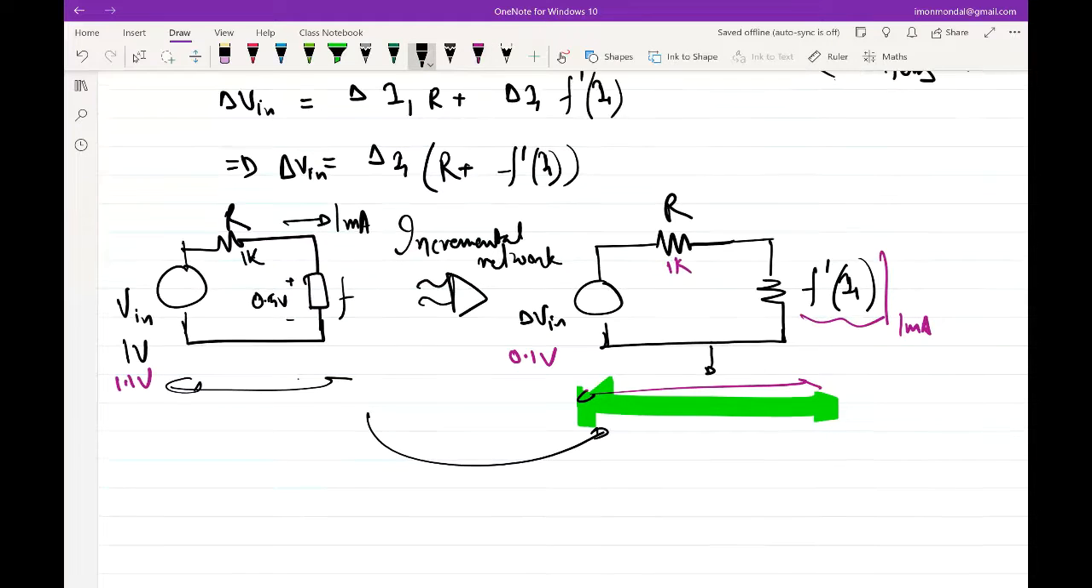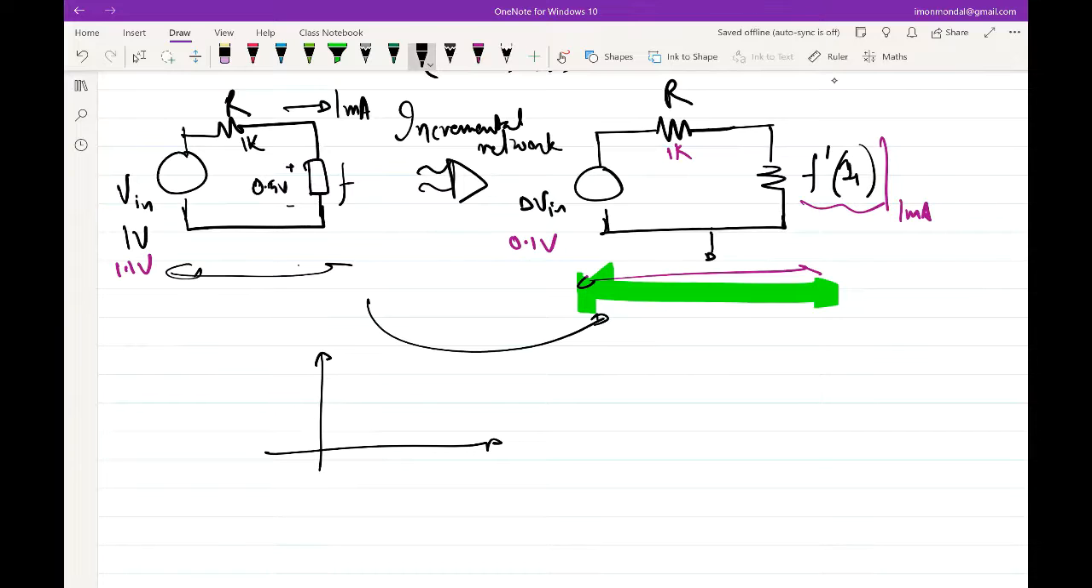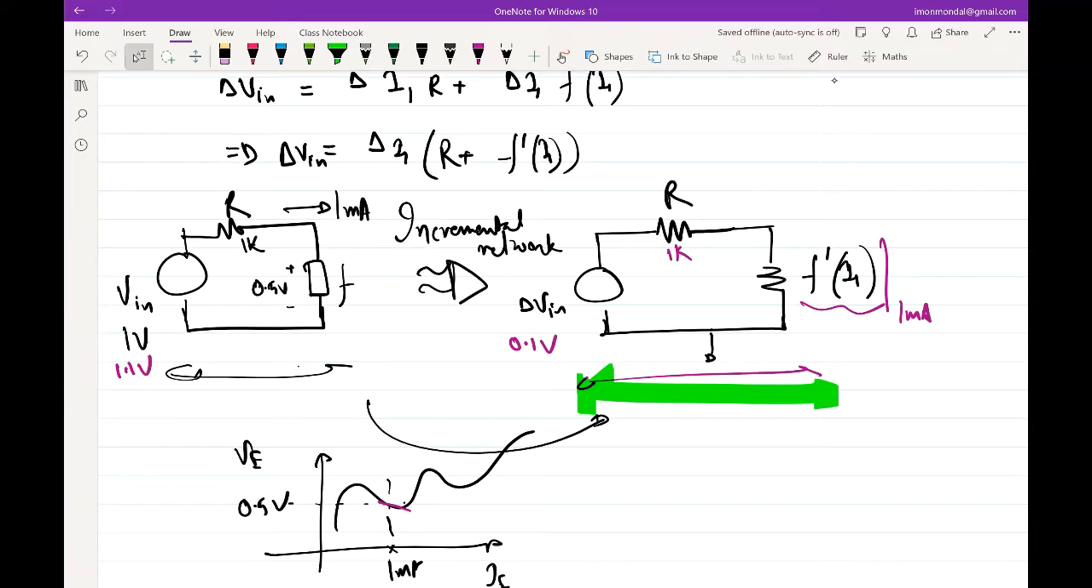So for this, you will need the information of what the V-I characteristic was. Maybe the curve goes like this, and you plot out the characteristic. In this case, it's given, it will be 0.5 volt. And then from here, you figure out what the F prime of I1 will be. It looks like in this case, it will be negative. So F prime of I1 will be a negative resistance. That's fine. Incrementally, you can have negative resistance. That's not a problem. But now, this new circuit I can solve without even blinking an eyelid.